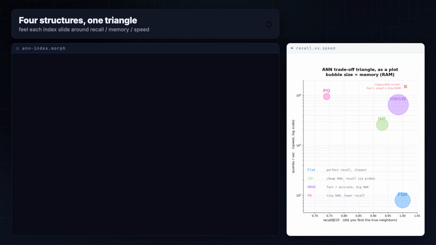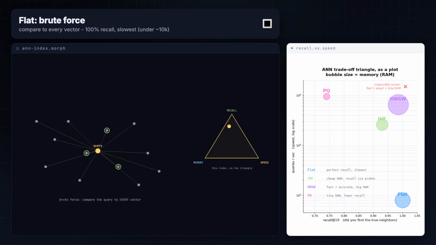Let me show you the 4 index structures as one morphing diagram so you can feel each one slide around that triangle. Start at flat, no structure at all. You compare the query against every vector: brute force, perfect recall, no build step, but it's the slowest and it scales horribly. This is the right choice under about 10,000 vectors, or any time exactness is non-negotiable.